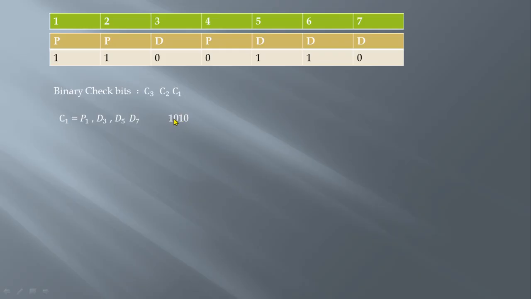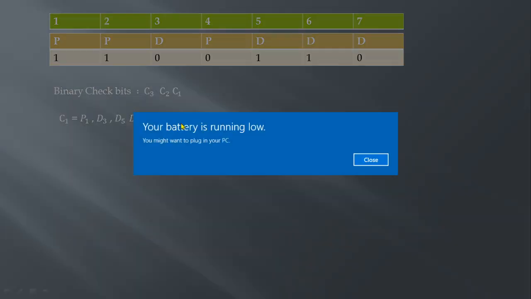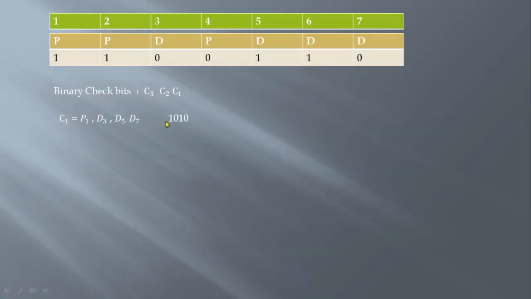The number of ones is 2, which is an even number. So there is no error. That is C1 equal to 0. Next you have to find C2. That is the two parity bits.